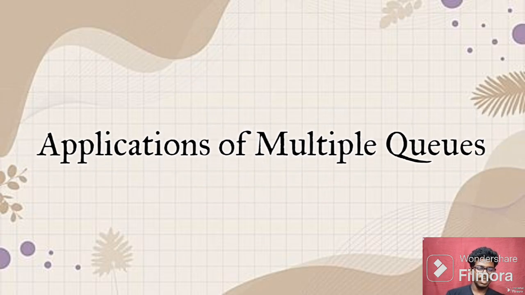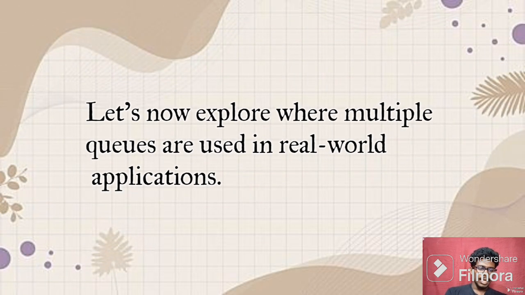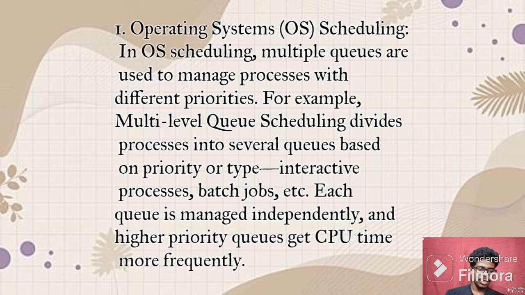Applications of multiple queues. Let's now explore where multiple queues are used in real world applications. First, in operating system scheduling. In OS scheduling, multiple queues are used to manage processes with different priorities. For example, multi-level queue scheduling divides processes into several queues based on priority or type, such as interactive processes, batch jobs, etc. Each queue is managed independently, and higher priority queues get CPU time more frequently.